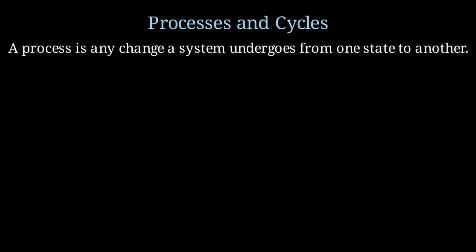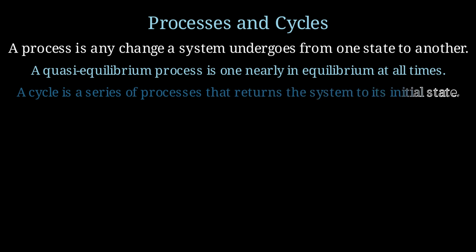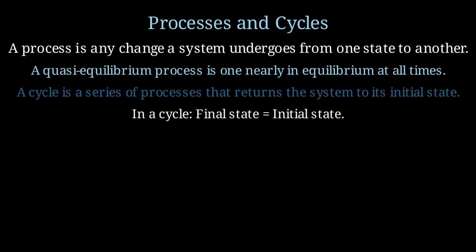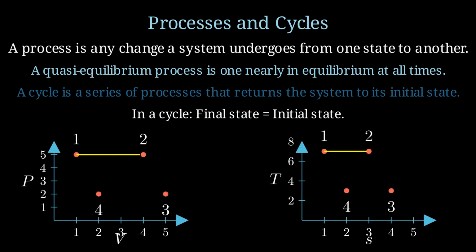A process is a change in a system state. If it returns to its starting point, that is a cycle. In the diagram below, the curve shows a process path, and a closed loop means the system completes a cycle.